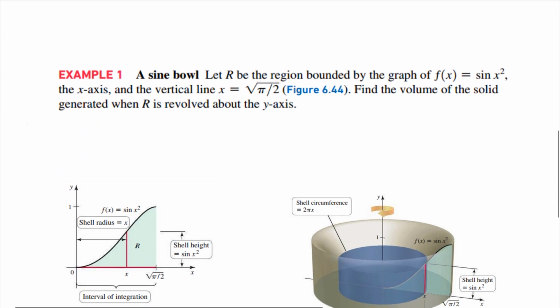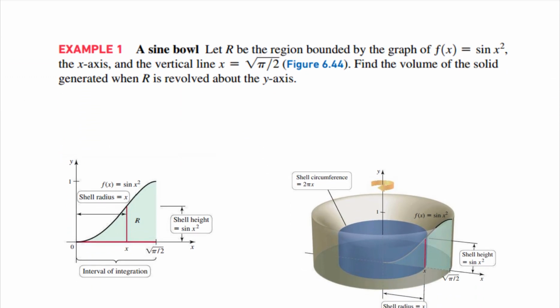So let's see the pictures. On the left, we see that we have some function, and then we have this area trapped above the x-axis. Now it's going to get revolved around. The height is equal to sine of x squared, that's our f of x. And the radius right here is just x. So this actually isn't that bad. The shell circumference is 2 pi x, and the shell height is sine of x squared.